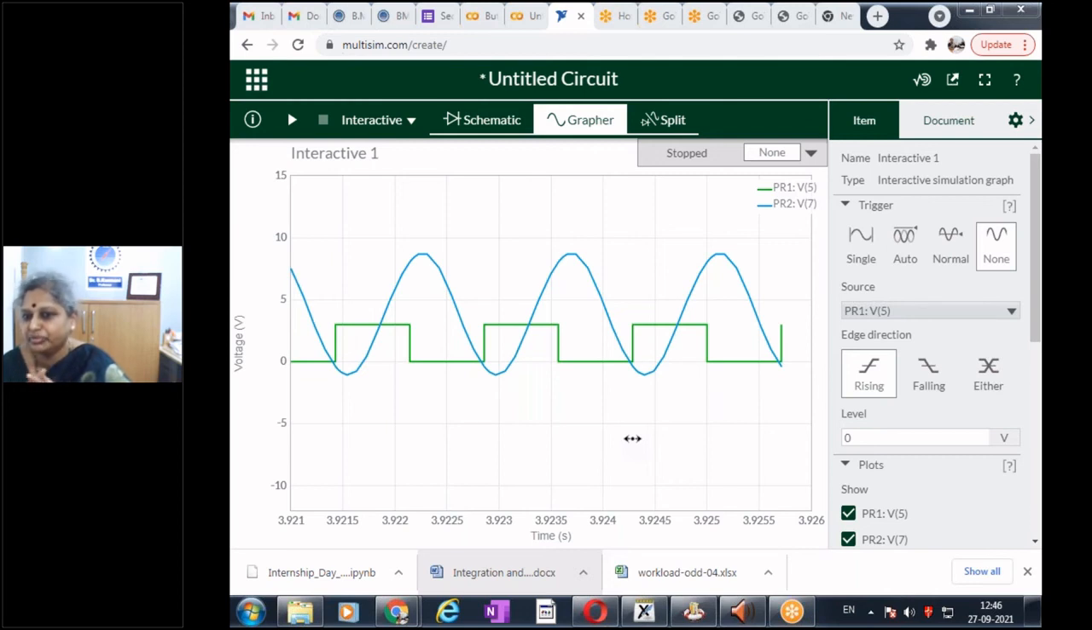How many of you are surprised by the result? I gave a square wave and I got a sine wave as the output. If you say yes, I'm surprised, then I'll be happy. If you feel that no, it is fine, that is also fine.